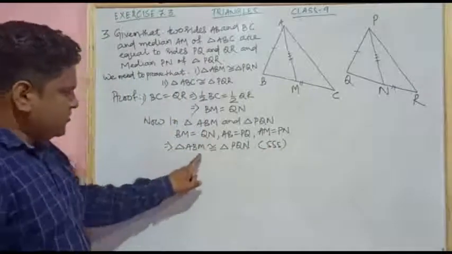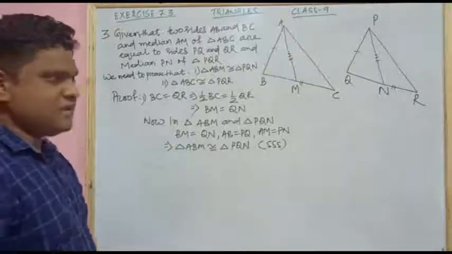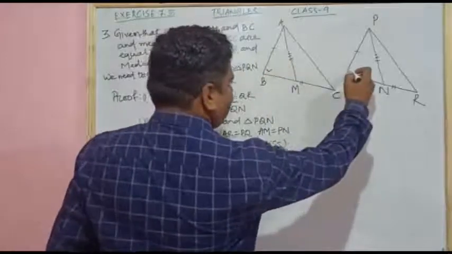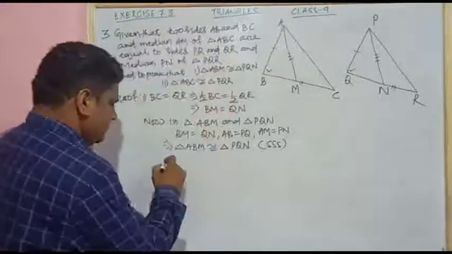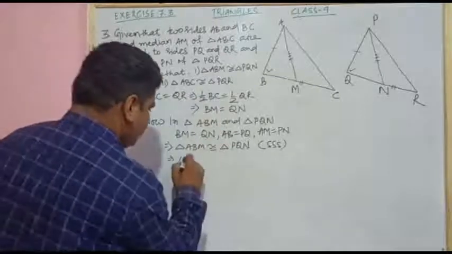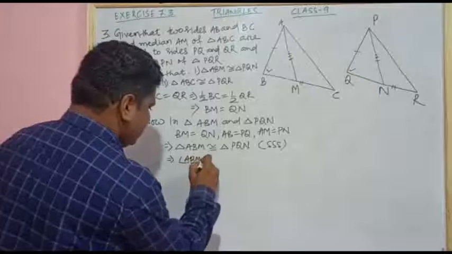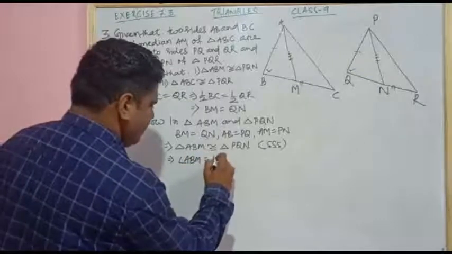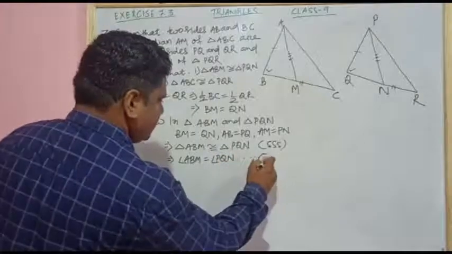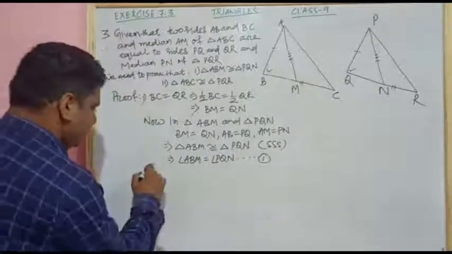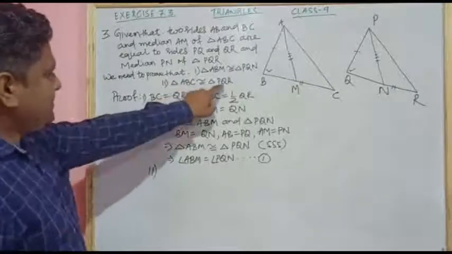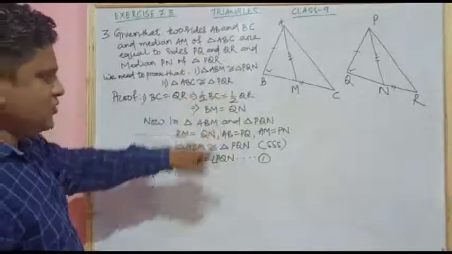From here, if two triangles are congruent, then their corresponding angles are also equal. It means we can write angle B and angle Q are equal. So this implies that angle ABM is equal to angle PQN. Let it be equation 1. Let's prove the second bit. That is, we have to prove triangle ABC and triangle PQR are congruent.